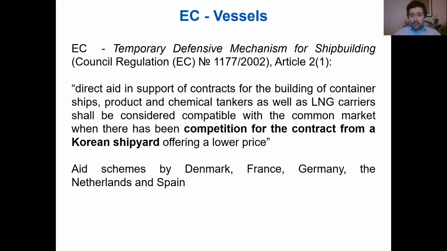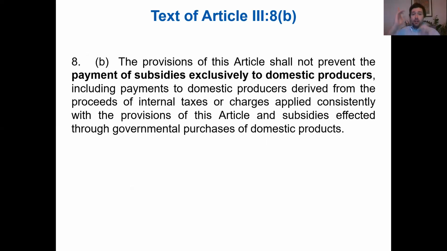So, you've seen the text of Article 3.8b. The provisions of this article shall not prevent the payment of subsidies exclusively to domestic producers. Seemingly, we fit all these elements, right? It's subsidies exclusively to domestic producers directly without any intermediaries. And indeed, there is no violation of Article 3.8b. That is exactly what the panel arrives at.